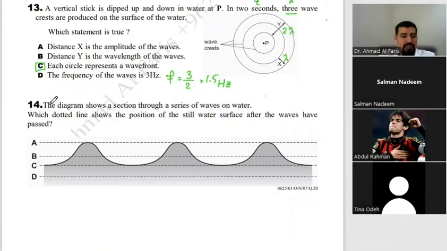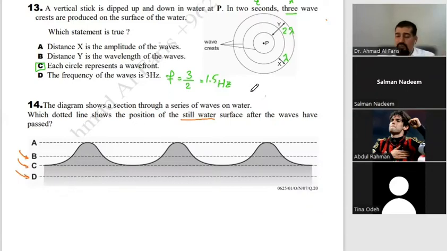Number 14. I want all of you to send me the answer on the chat. The diagram shows a section through a series of waves on water. Which dotted line shows the position of the still water surface, when there are no water waves, when the water is at rest? So which one is the correct answer? Some of you sent me B, some of you sent C, and some of you told me the answer is D.